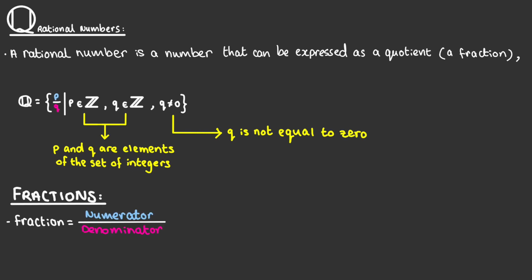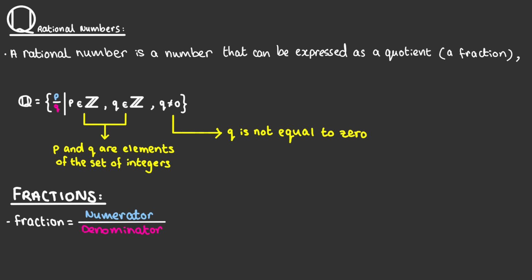We call these types of numbers fractions, with one number being divided by another. Fractions have a numerator and a denominator. The numerator, P, is just a number at the top of the fraction. The denominator, Q, is the number at the bottom of the fraction.